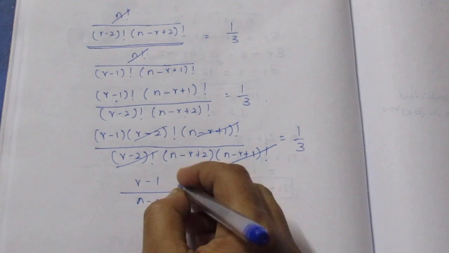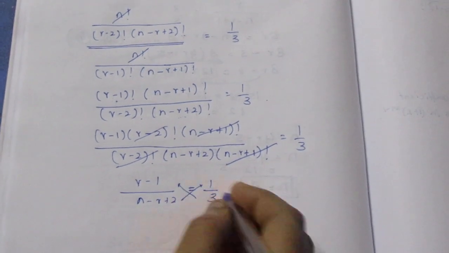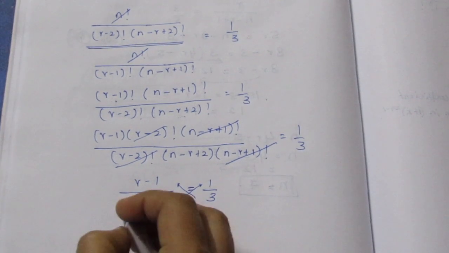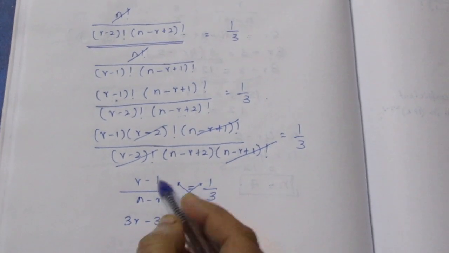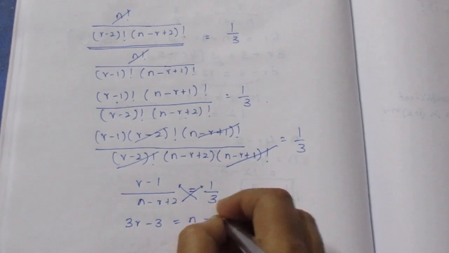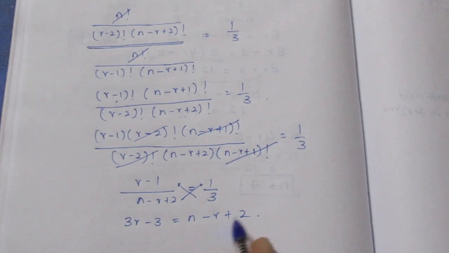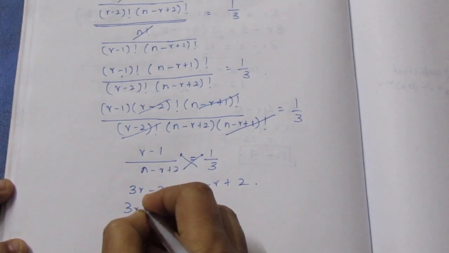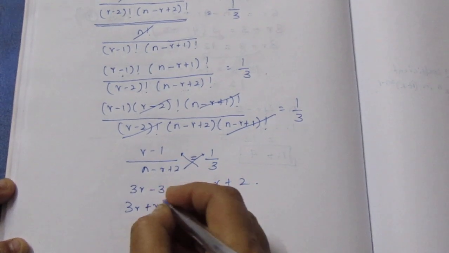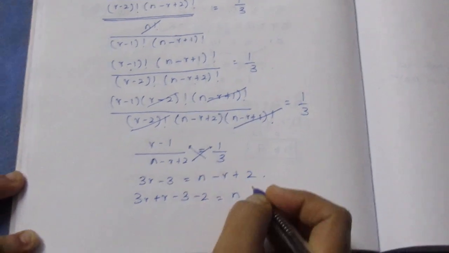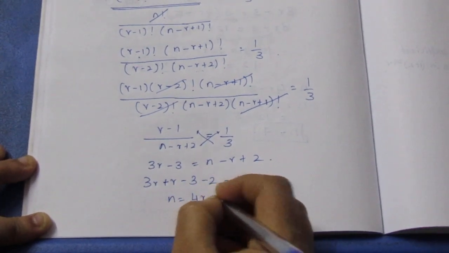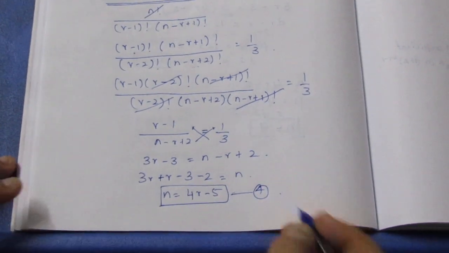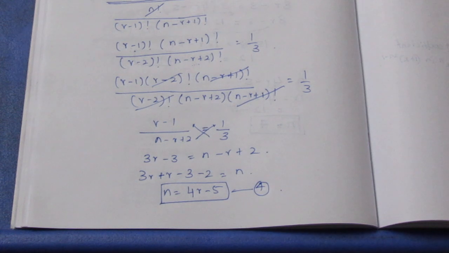Now we need to do cross multiply. If there is anything in fraction on both sides of the equal to, just multiply this number with this and this number to that side. Now it becomes 3r minus 3. We need to multiply with both the numbers. Same way here, it becomes n minus r plus 2. Bring all the r and numbers to the other side and n on the same side. So here it becomes 3r minus r will become plus r, minus 3 minus 2, equal to n. So n is equal to 4r minus 5. Keep n is equal to 4r minus 5 as it is.